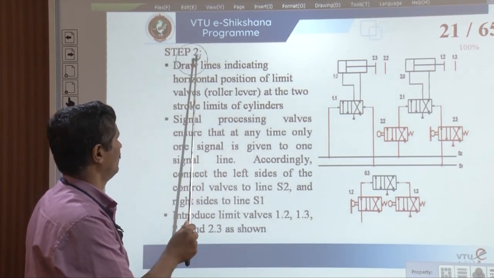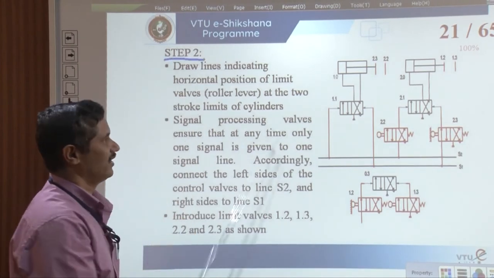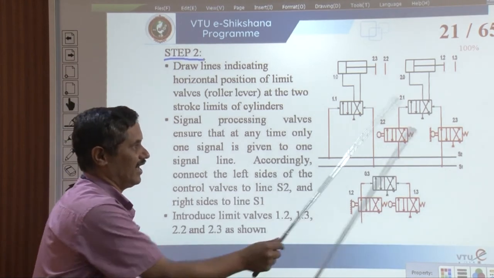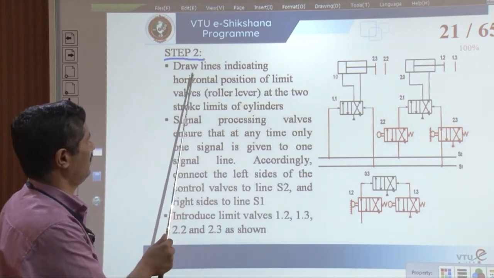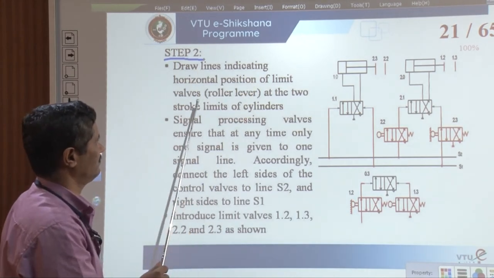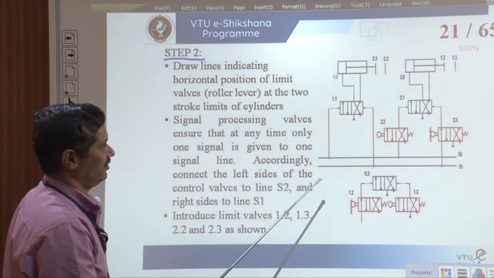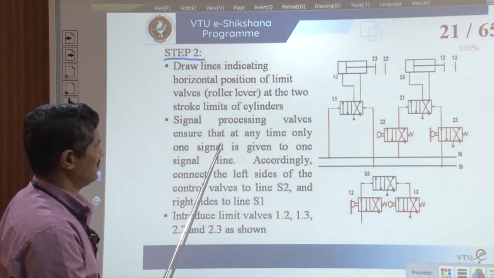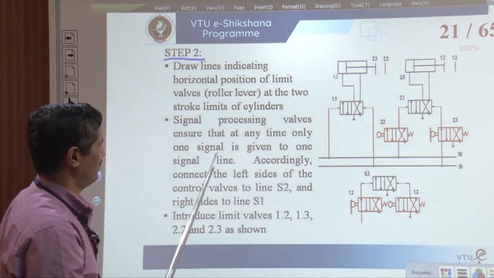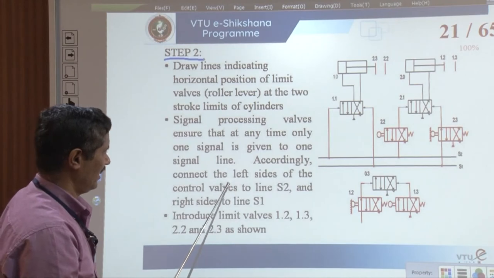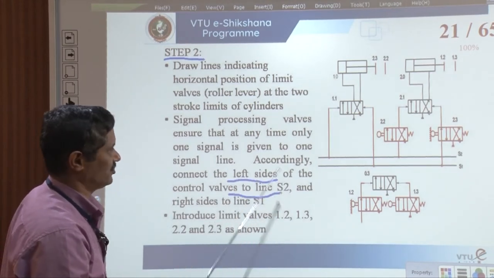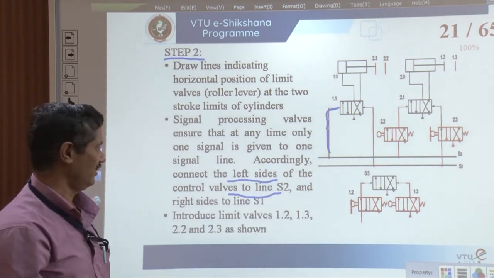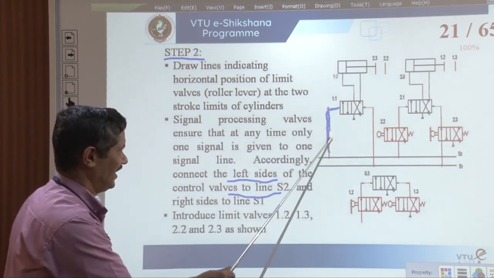In step 2, I am trying to add the signaling elements to this final DCV. Observe here, draw lines indicating horizontal positions of the roller limit switches. This and this, the two strokes of the cylinders. Signal processing valves ensure that at any time only one signal is given to the signal line. Accordingly, connect the left side of the control valve to line S2. Left side of the control valve to signal line S2. Observe this.